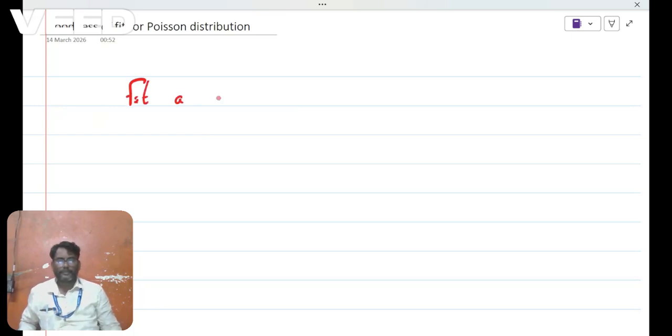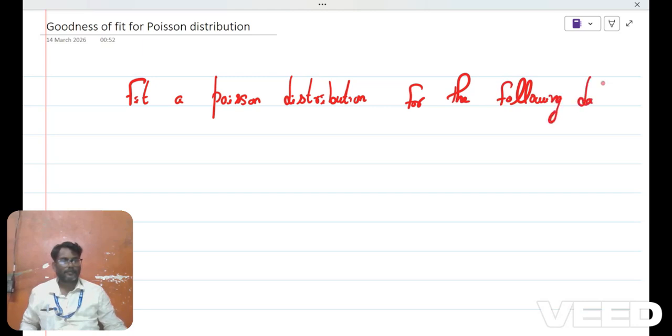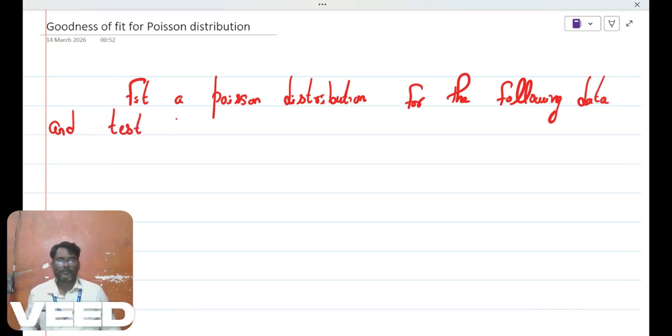Fit a Poisson distribution for the following data and test the goodness of fit.